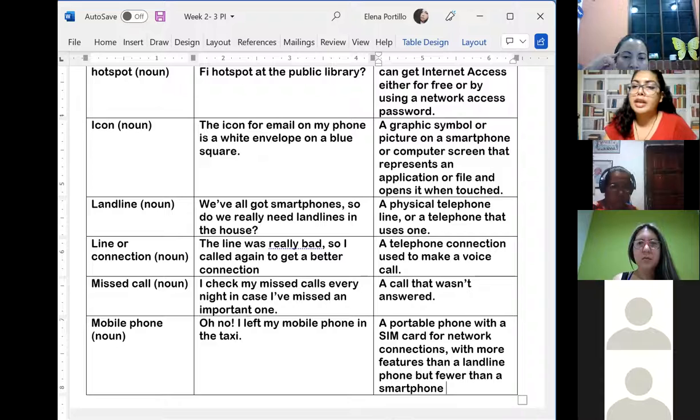So these mobile phones are the old ones that have a network connection and have more features than a landline, because in this case it's something that we can use outside the house, but they have fewer features than a smartphone because they are the old ones. And now the technology is very, very different than in past years. So we have here this vocabulary that we can use when we are talking about phone calls, cell phones, smartphones, and that kind of technology.